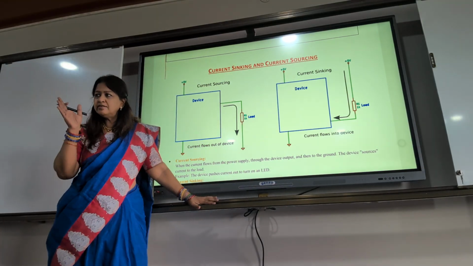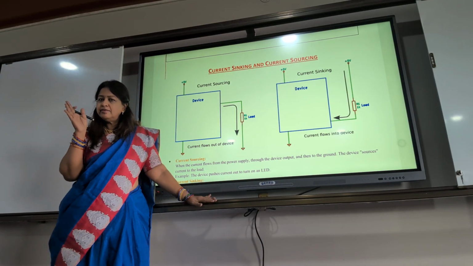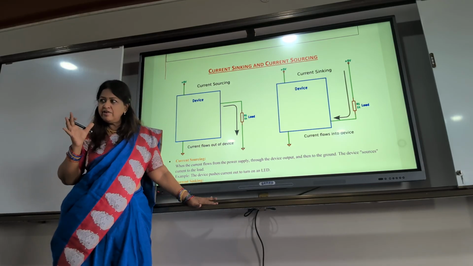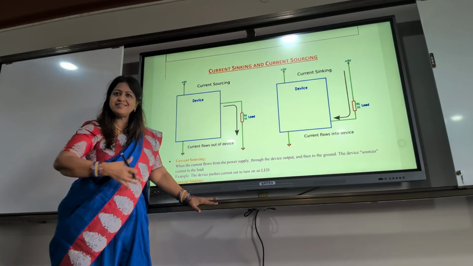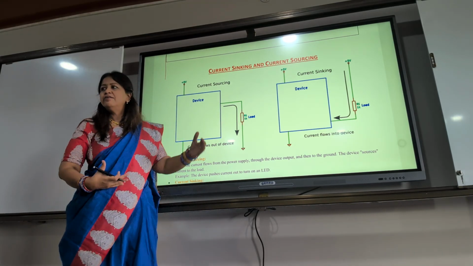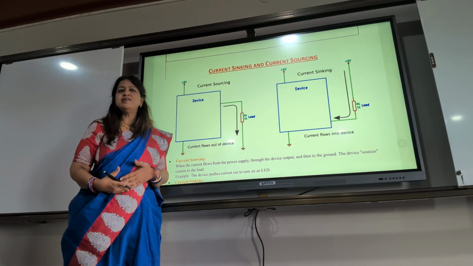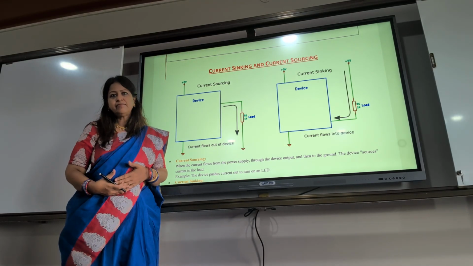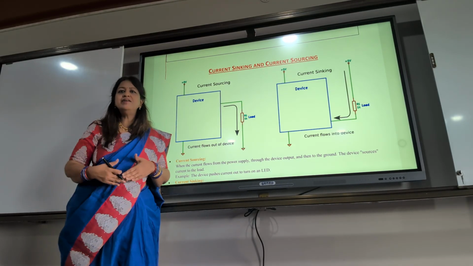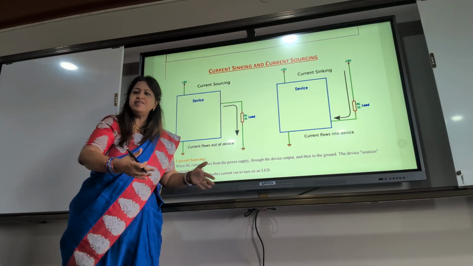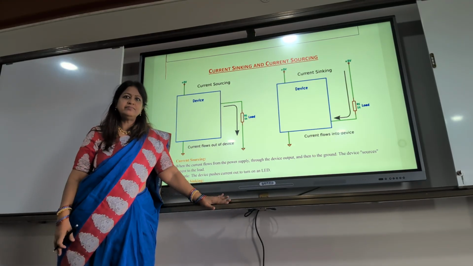Source means from one place, when we are giving something, it is source. When we are taking something, it is sinking. If it comes to us, it is sinking. When we give, it is source. Remember that.